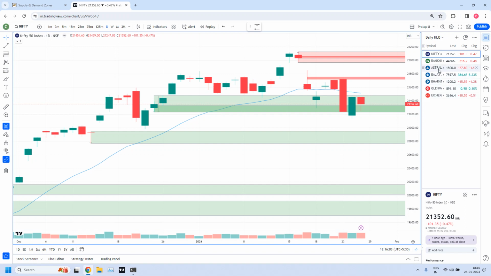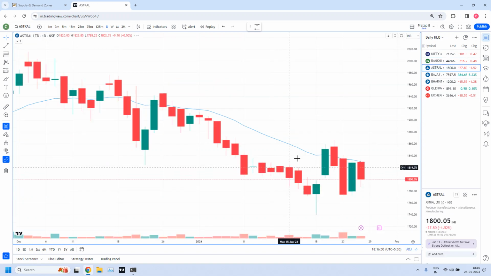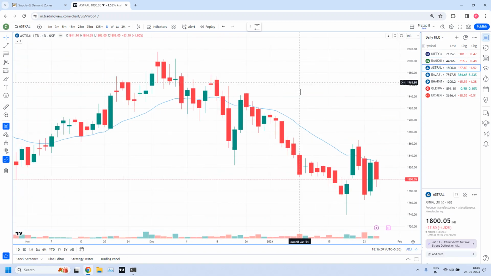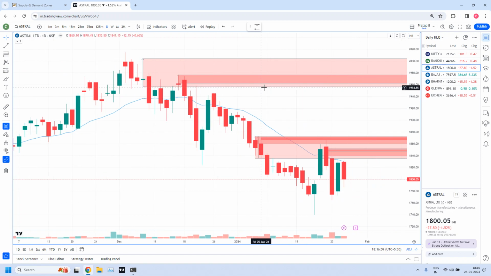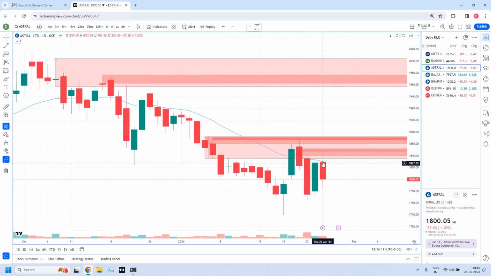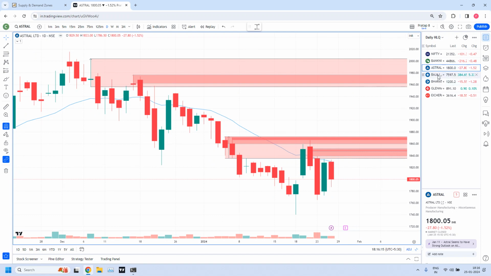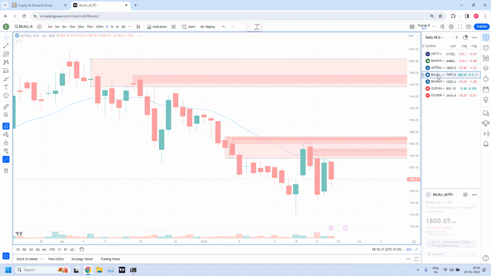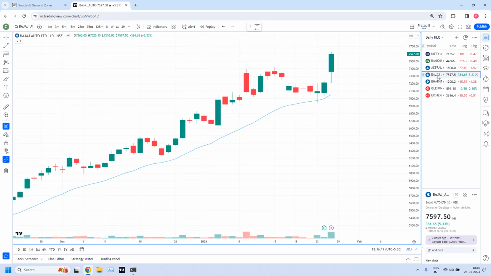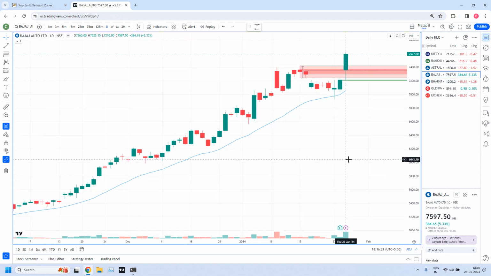The first one is Astral. We didn't get a trade. This is a high liquidity supply zone. So today prices did not enter into this zone. The next one is Bajaj Auto. Bajaj Auto, we got a trade.